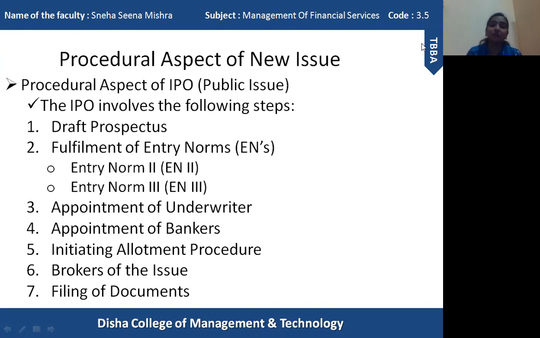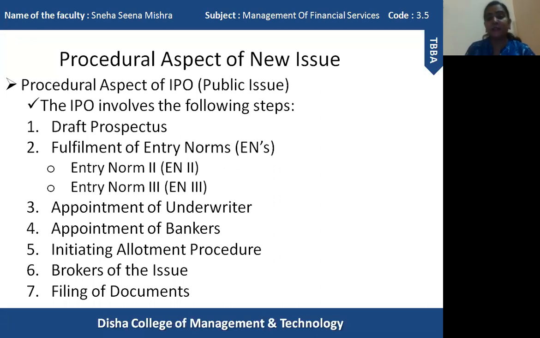The second is called fulfillment of entry norms. There are certain terms and conditions which need to be followed in order to make an IPO. These entry norms are like parameters, and these parameters need to be fulfilled by each and every company in order to get access to the primary market. SEBI has included many parameters, and these parameters need to be followed strictly by the company which wants to go for IPO. So there are certain terms and conditions which the company needs to follow.